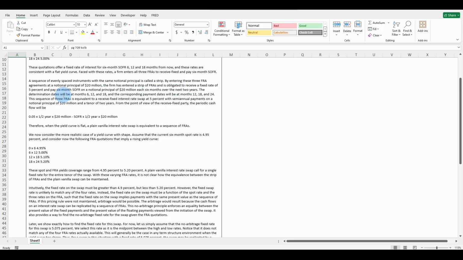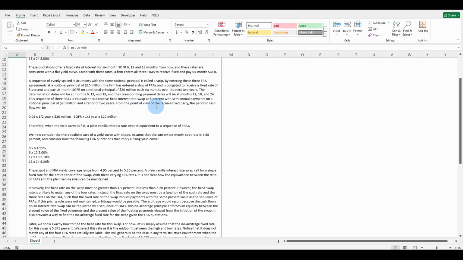The determination dates will be at months 6, 12, and 18, and the corresponding payment dates will be at months 12, 18, and 24. The sequence of these three forward rate agreements is equivalent to a receive-fixed interest rate swap at 5% with semi-annual payments on a notional principal of $20 million and a tenure of 2 years.